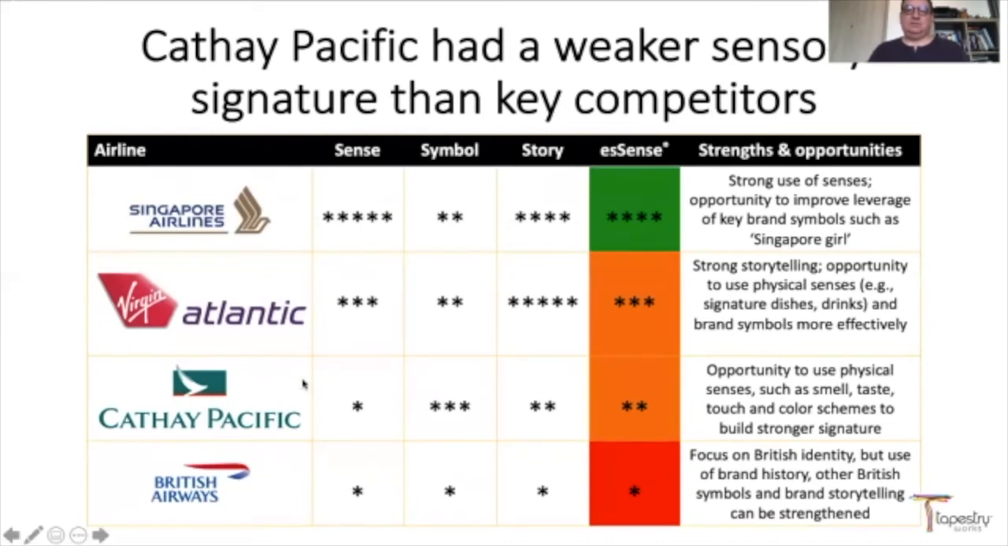The reason Cathay wanted to do this is that when we did a sensory audit, and remember this is a few years ago, their main competitor is Singapore Airlines. Across the sensory experience, the way Singapore Airlines used symbolism and the storytelling aspects of the brand was much better than Cathay Pacific. And they felt the biggest opportunity for them was in sensory experience and sensory touch points.